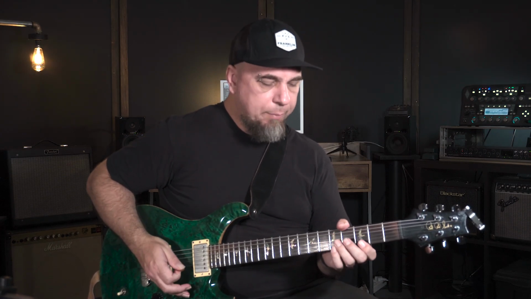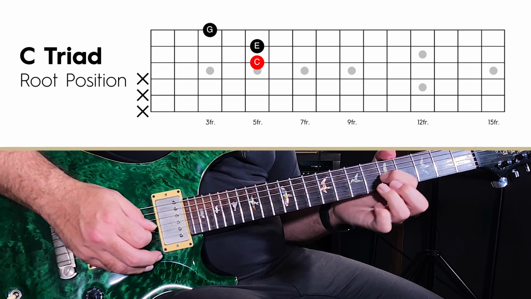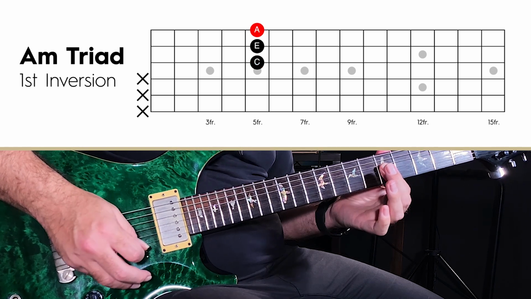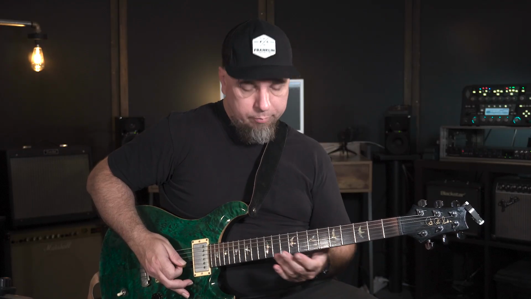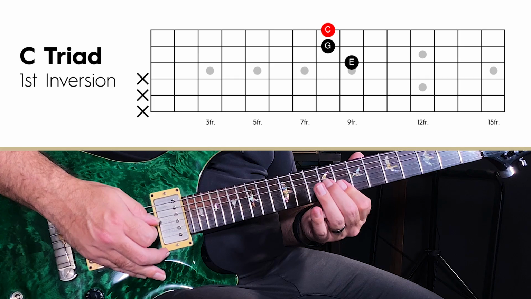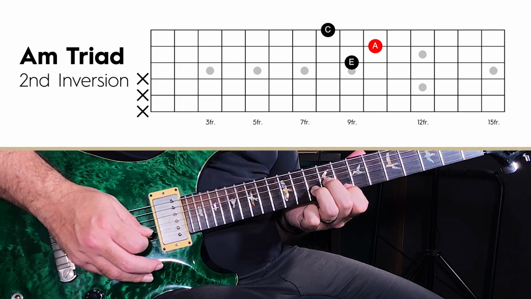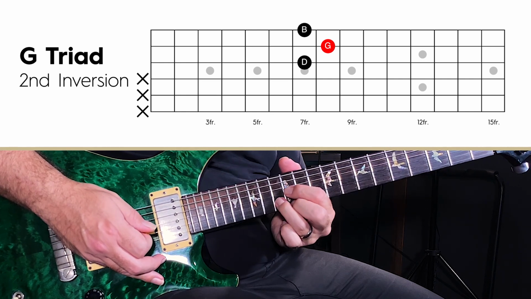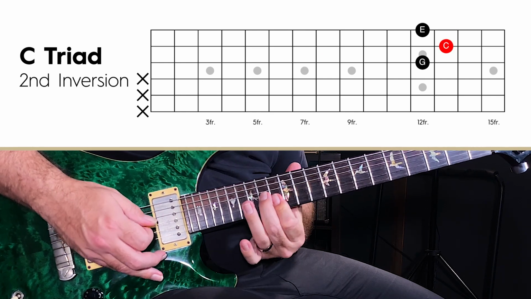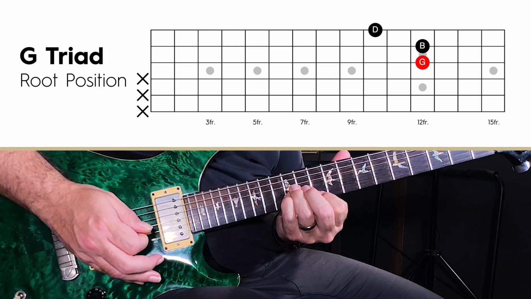Now, these shapes that I've just played here for you, these are part of what we call triads. And I can play those exact same 4 triads over here. And then I can play C there, F, A minor, and G.